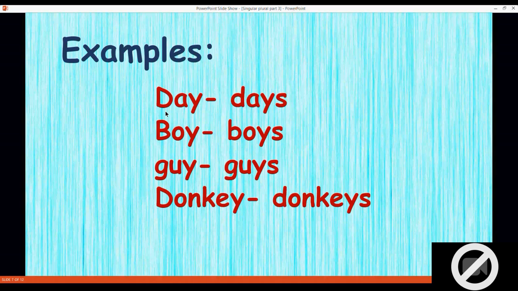I want to change the singular word boy to a plural word. How can I change it? I can see it has the last letter Y. Ma'am, we have to add S. Very good, Tanisha. You have to add S at the last. Thank you, Tanisha.